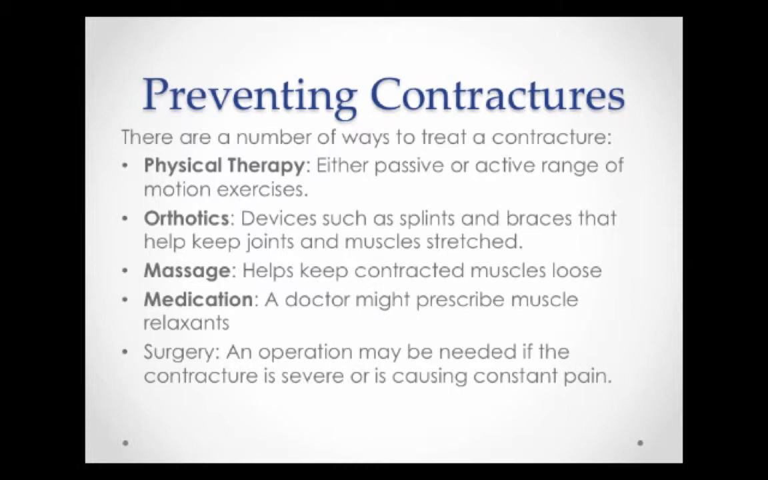Preventing contractures. There are a number of ways to treat a contracture, including physical therapy, orthotics, massage, medication, and surgery. The best treatment for contractures is to prevent them. How? Try these tips. Help your clients reposition themselves frequently. Joints get stiff and muscles get short when held in the same position for a long time. Encourage your clients to participate in regular personal care activities such as brushing their hair or getting dressed. Assist with range of motion exercises as ordered.